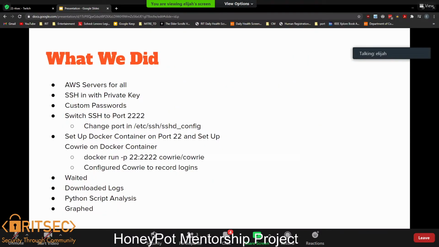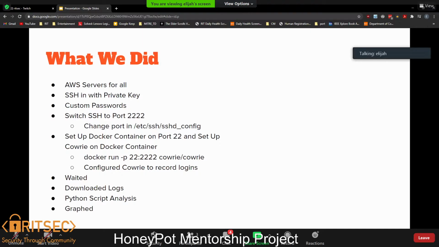So here's a simple rundown of what we did. First, we were all given an AWS server, our own personal one to log into with our SSH keys. Then we would set up the basic security measures, like not a default password. And we would switch SSH off of port 22 to a random port. We chose something like 2000-something.